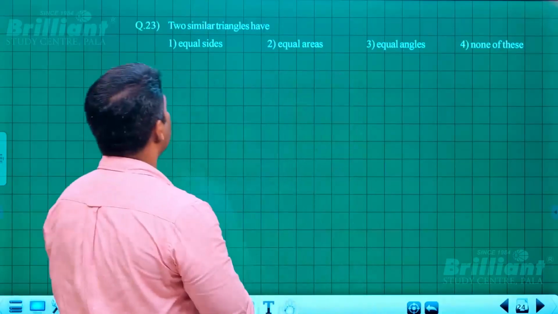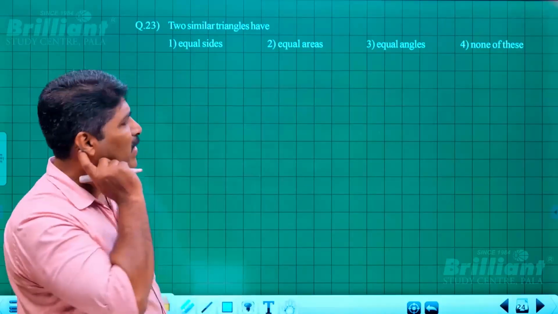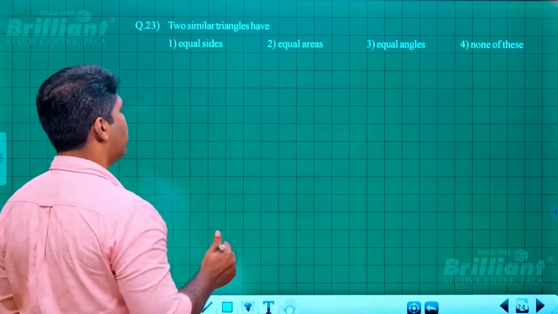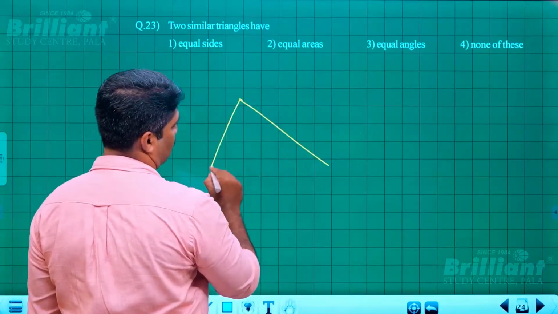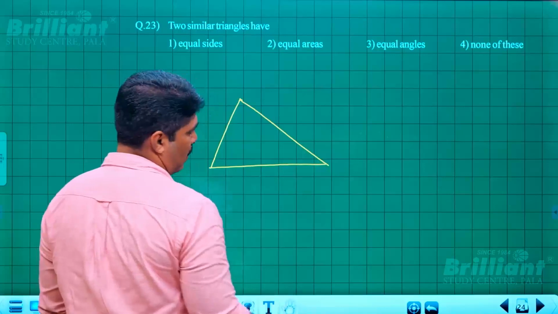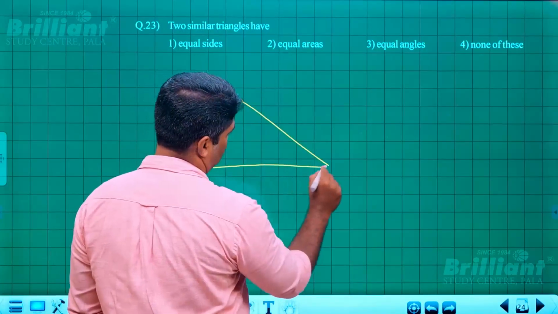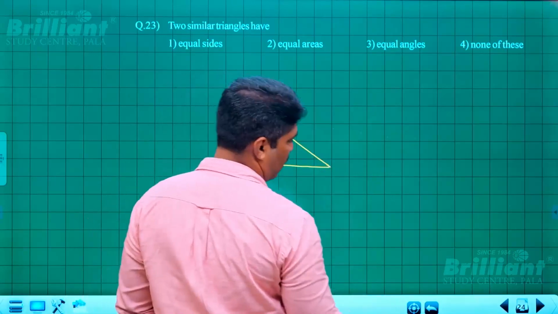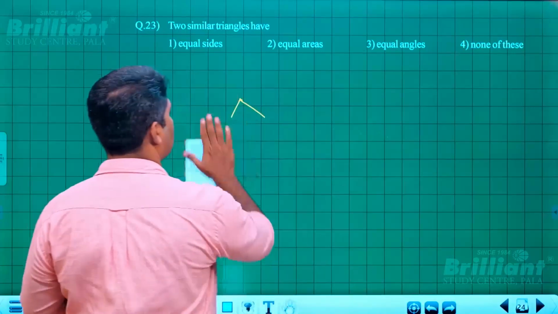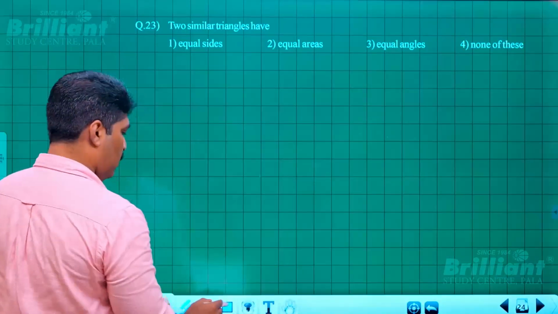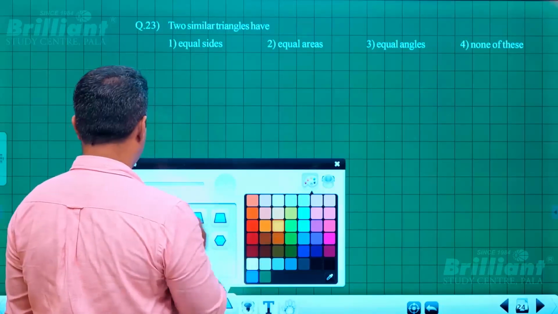So consider this question. Two similar triangles. So what is the speciality of similar triangles? Suppose we just consider two similar triangles. So this is one triangle, and we have to consider. So instead of thinking about the situation like this, we can draw the triangles here. Correct? Suppose two triangles we just consider.